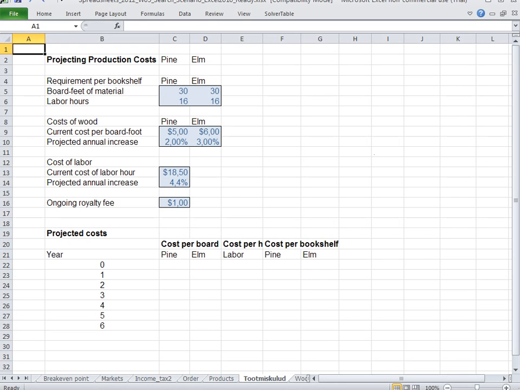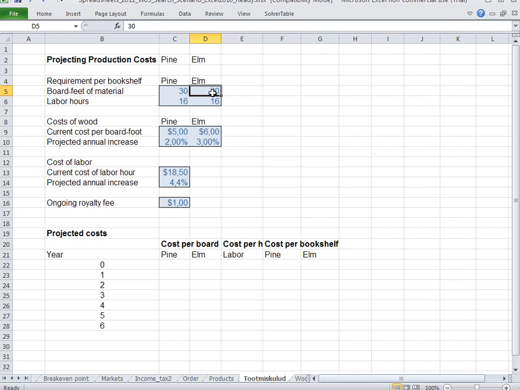In our next problem, we're going to calculate the costs of making bookshelves. We're going to make bookshelves out of two types of wood, pine and elm. We are going to use the same amount of board feet of material for both. This could theoretically differ if some kind of wood has a bigger loss associated with it, but right now for pine and elm these are the same 30 board feet of material.